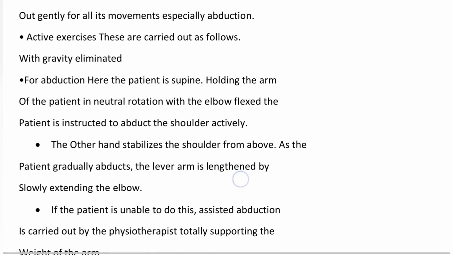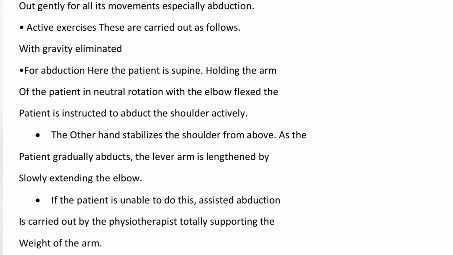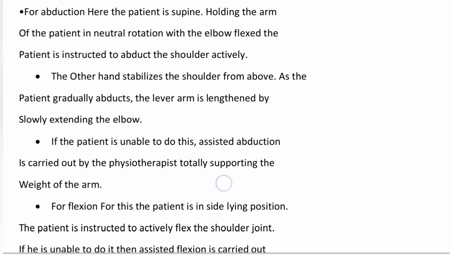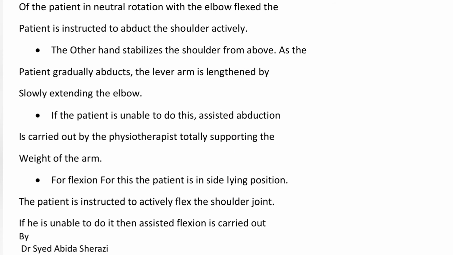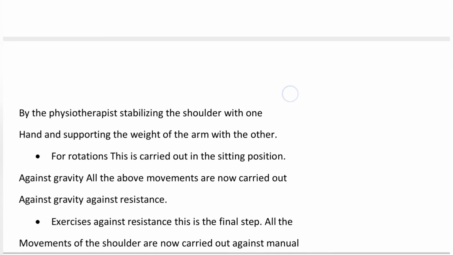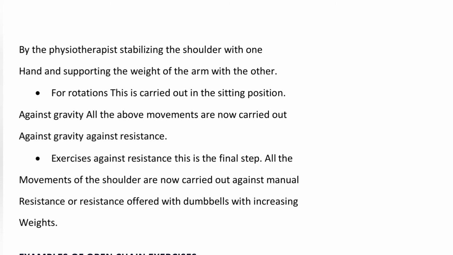This is for abduction. If the patient is unable to do it, assisted abduction is carried out by the physiotherapist, totally supporting the weight of the arm. This is an effective exercise. Next one is flexion, with the patient in a sideline position. The patient is instructed to actively flex the shoulder joint. If he is unable to do so, then assisted flexion is carried out by the physiotherapist, stabilizing the shoulder with one hand and supporting the weight of the arm with the other.